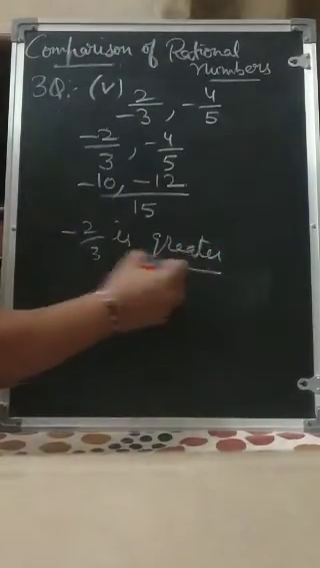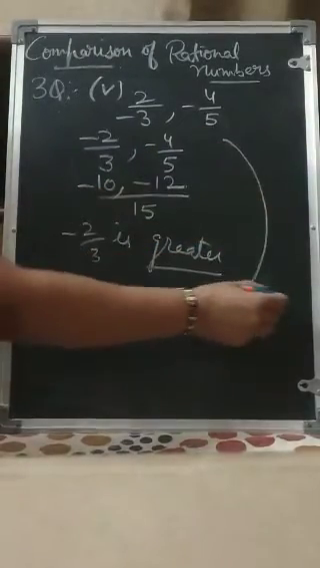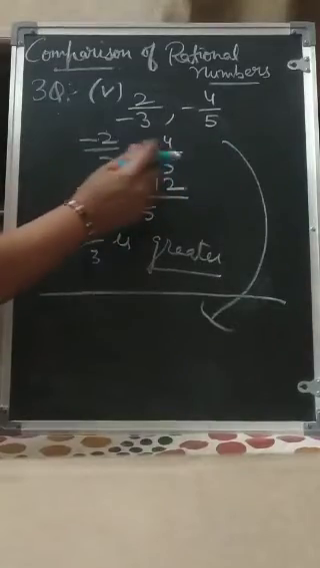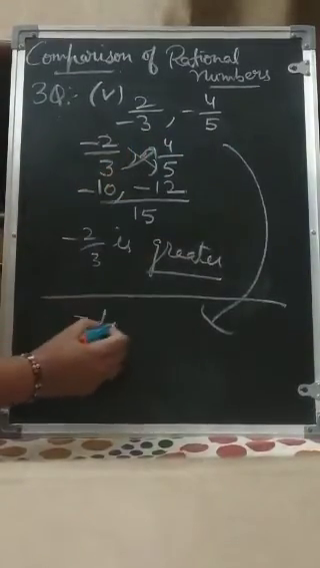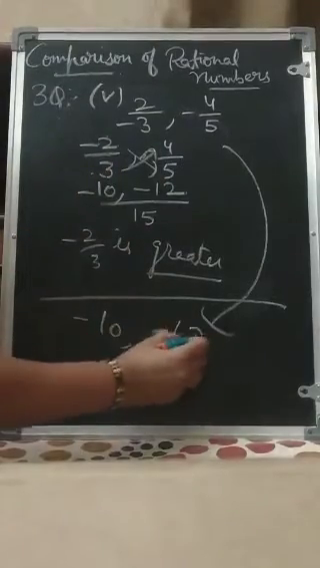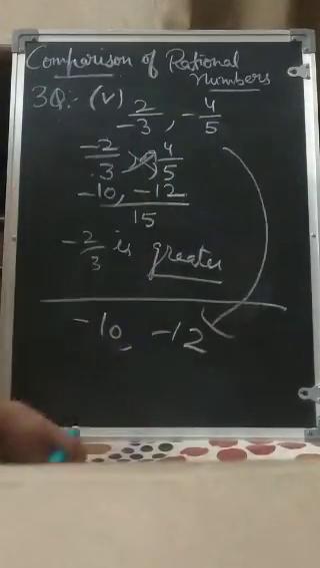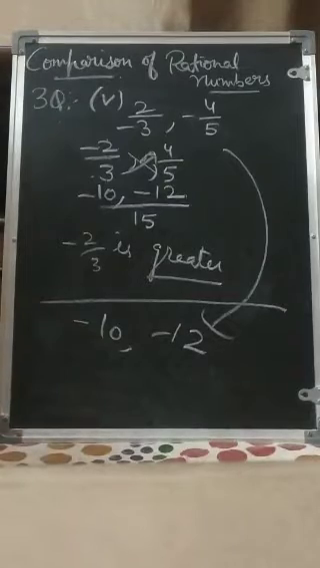And you can see, if we are doing it directly, how can we do? We can do cross multiply. This and this, what will come? Minus 10, minus 12. This way also our answer is the same. So you can do any method. Okay.